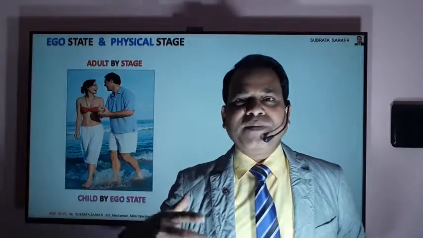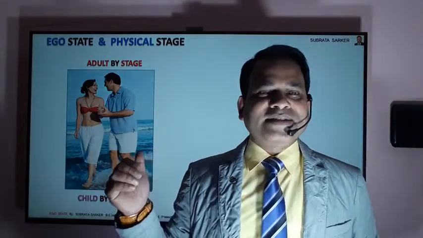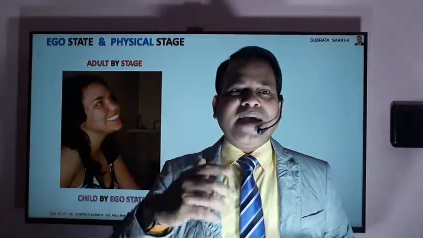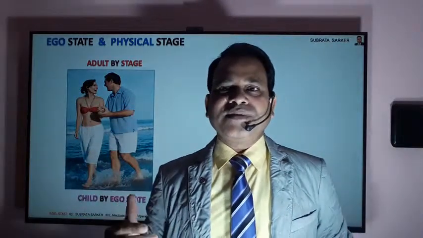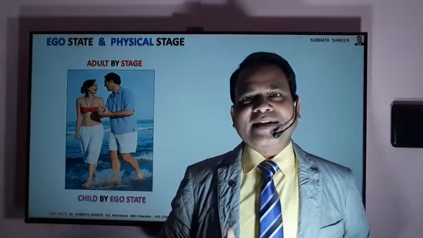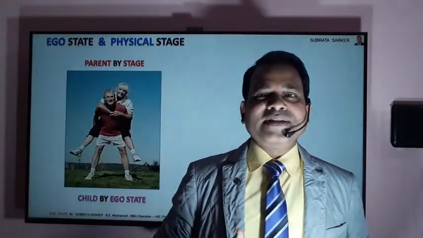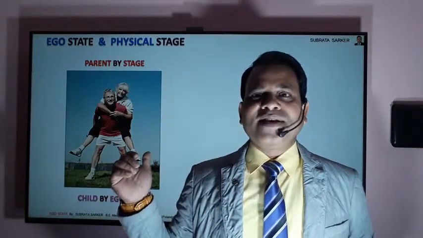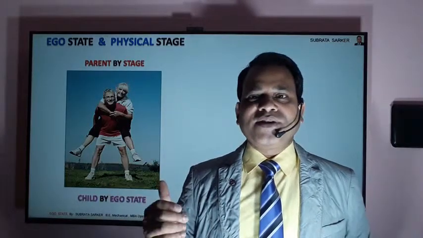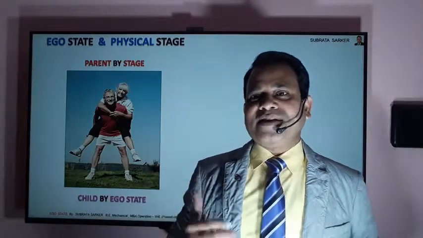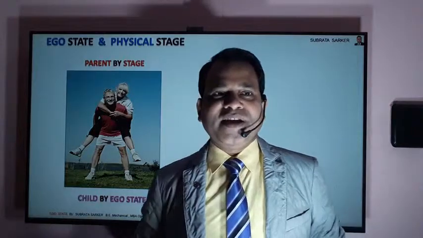She is smiling very naturally. Here in this picture you can see adult by age and child by behavior. They have gone for some outing or something, so they are behaving like a child, but their ages are adult actually. But in some cases you can see here by age they are parents actually, but by behavior they are in the child ego state. So this is very important.